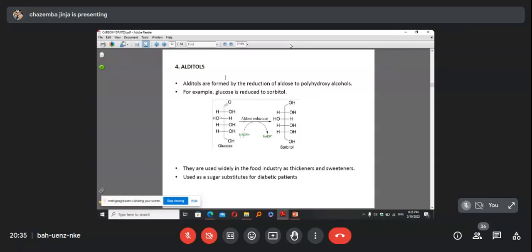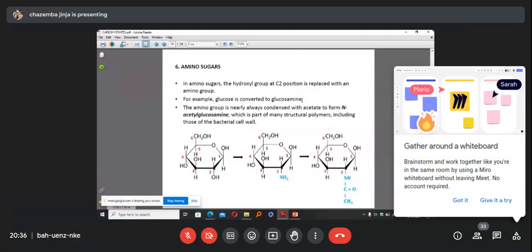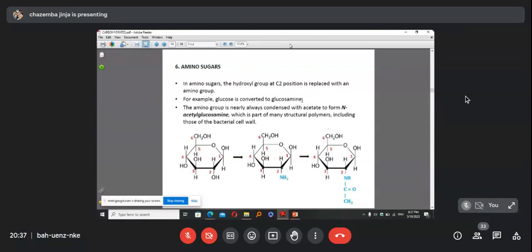So these are alditols. The use of alditols is mainly in the food industry or in chemical reactions. An example is glucose when it's converted to glucosamine. So we have this glucose here in its cyclic structure. Now this glucose, first of all, at position 2, is replaced by an amine group. Thereafter, it's also replaced by an amino group. This functional group is seen as NH, C double bond O, CH3. This is an amino group. So when you have an amino group added to a sugar, what is formed is an amino sugar. In this example, we have glucose being converted to glucosamine.